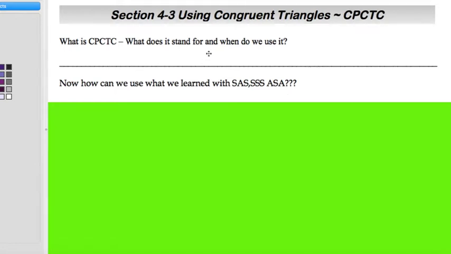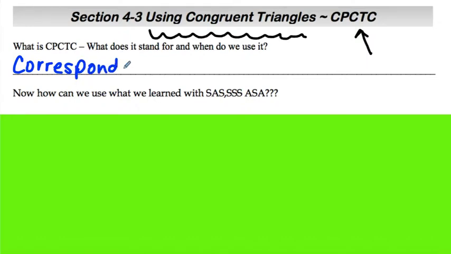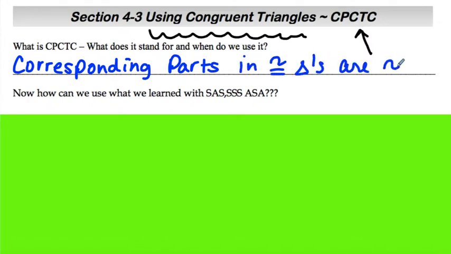Well, hello, geometry class. So today we're going to be talking about section 4.3, using congruent triangles. And this is where that funny mnemonic CPCTC is going to come in, okay? So let's remember that CPCTC stands for corresponding parts in congruent triangles are congruent.